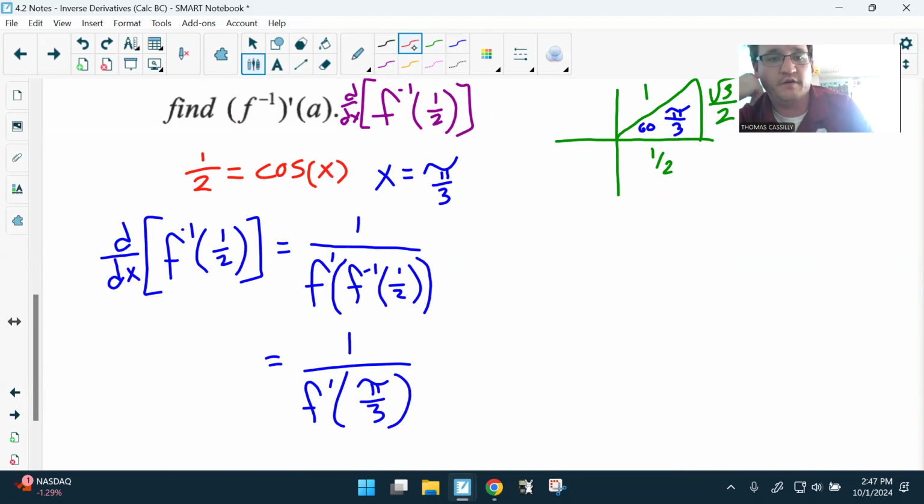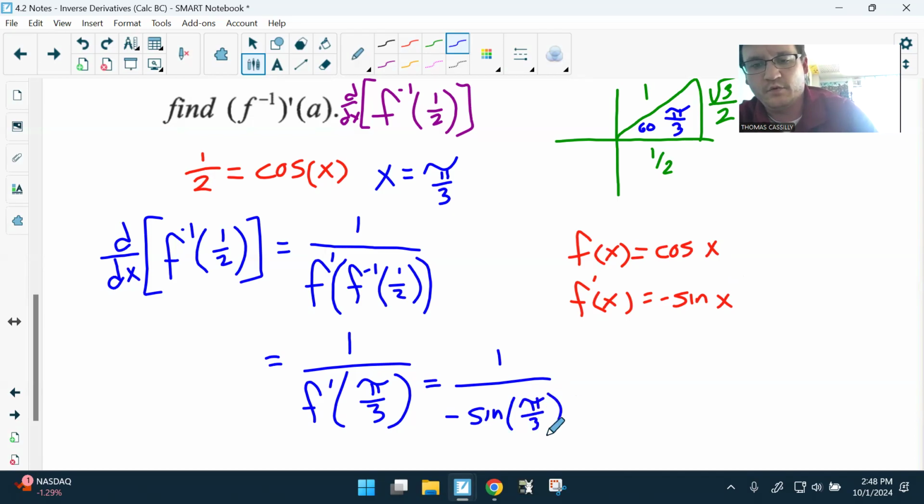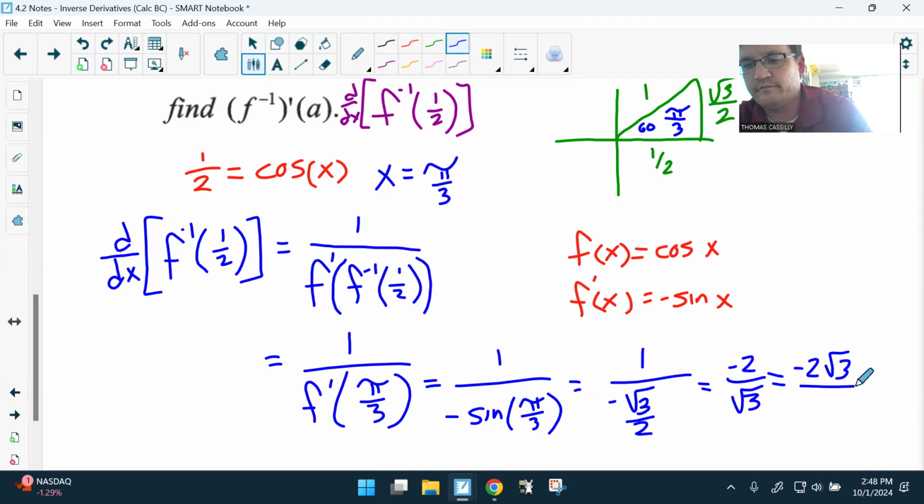But we need to figure out what f prime of pi over 3 is. So if f of x was equal to the cosine of x, what is the derivative of the cosine? f prime of x here, that's negative sine of x. So this is going to be equal to 1 over negative sine of pi over 3, which is equal to 1 over negative square root of 3 over 2, which is equal to negative 2 over square root of 3. If we wanted to rationalize that one, we could call this negative 2 square root of 3 over 3. And that is our answer.